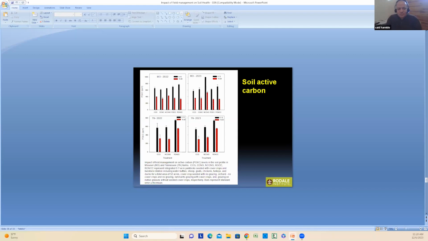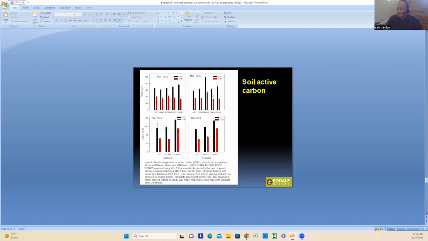One of the most important parts is the active carbon. We have some improvement in the active carbon, but it's still fluctuating up and down. We cannot conclude yet, because the first one, the 2020 sample, was in late September, and that one we just got in early June. So we didn't expect to see an increase.